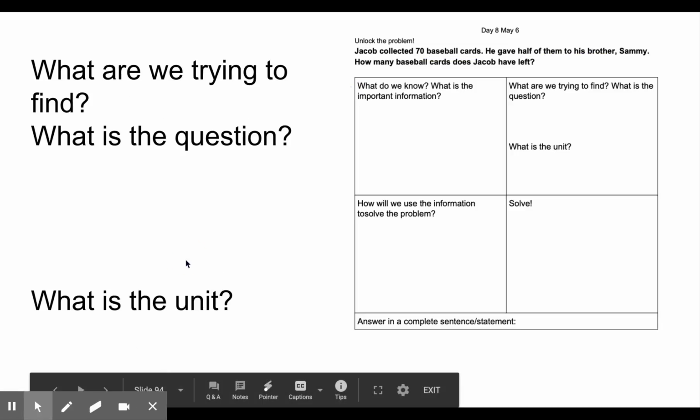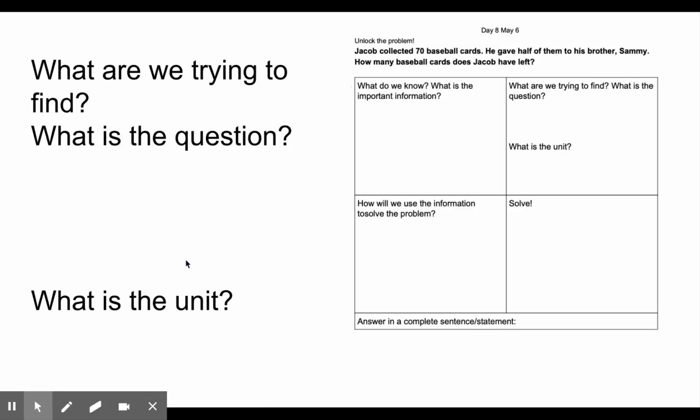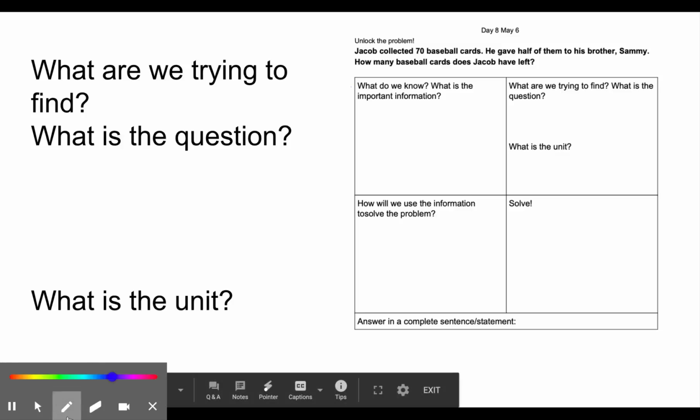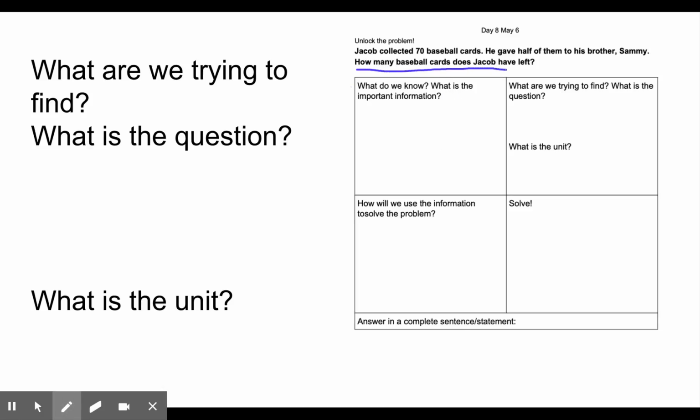Let's take a look at the second box. What are we trying to find? We're trying to find how many baseball cards Jacob has left. The question is, after he gives half away, how many does he still have? Write it down right here. Press pause, and when you're done, come back.